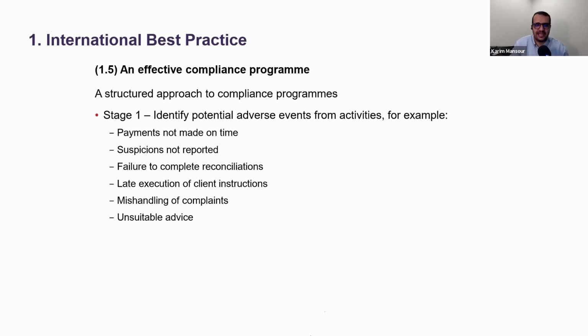Examples, it can be anything. Payments not made in time. Suspicions not reported. Remember, not reporting a suspicion is considered an offense. Failure to complete reconciliation. Imagine you've got your clearinghouse and then you've got your client's internal records, and you look at both, and then you have to manually check the transactions on both, and you don't reconcile on time. You've lost stocks, you've lost bonds, you've lost cash. Some regulators, most regulators, force you to pay the difference from your own pocket.